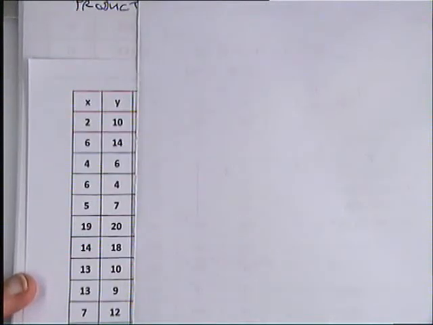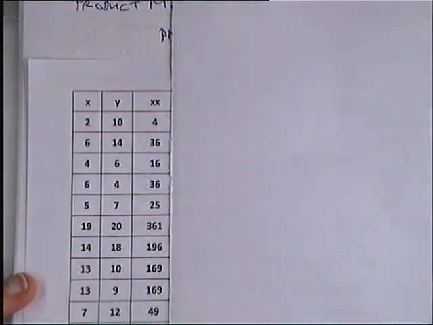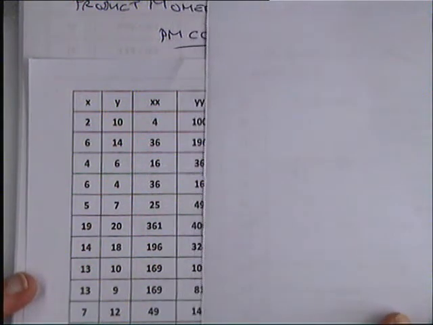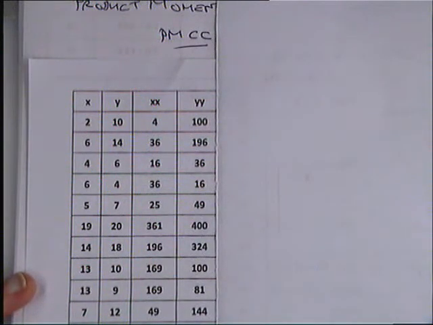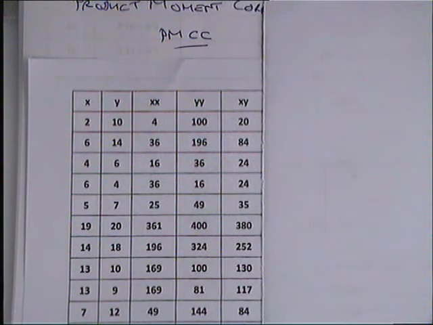So if you have a set of data like this in a table and you've got to work out the product moment correlation coefficient, you need an x squared column. You can either label it x squared or you could label it xx. You need a y squared column, which you could label either y squared or yy. And you need an xy column, which is your x value times your y value. They're all easy to work out, but it will take a lot of time. And we'll talk about that in a minute.